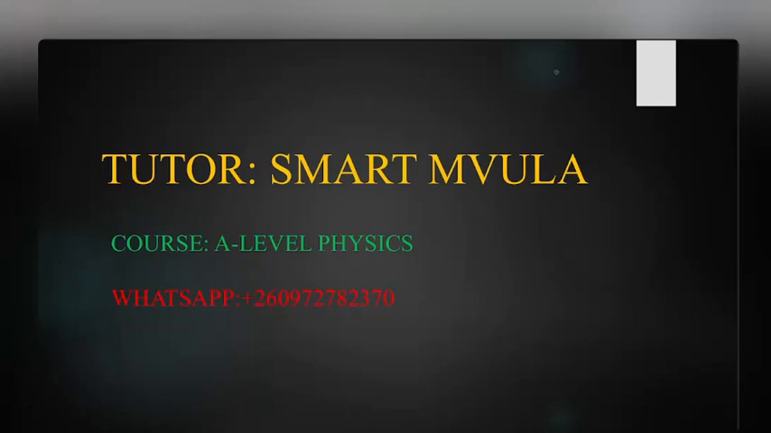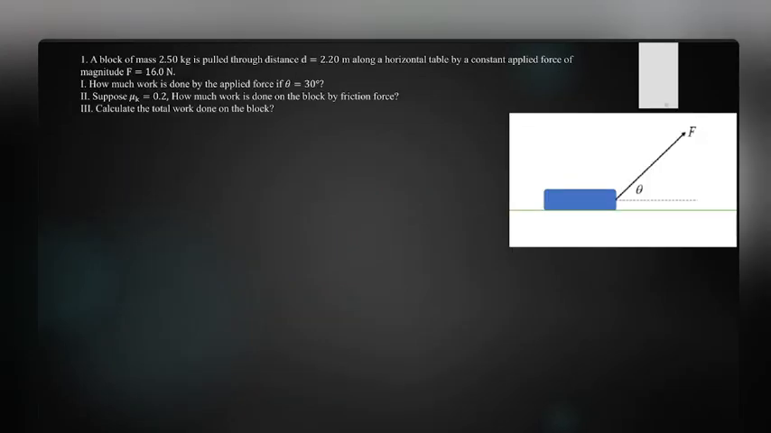Today we are solving physics. Our question says a block of mass 2.50 kg is pushed through a distance of 2.20 meters along a horizontal table by a constant applied force of magnitude 16 newtons. Part 1. How much work is done by the applied force if theta is equal to 30 degrees?